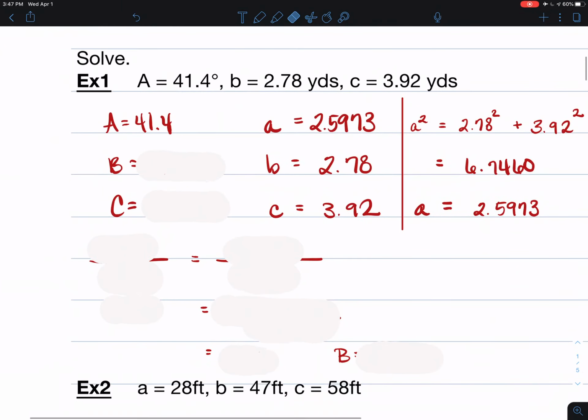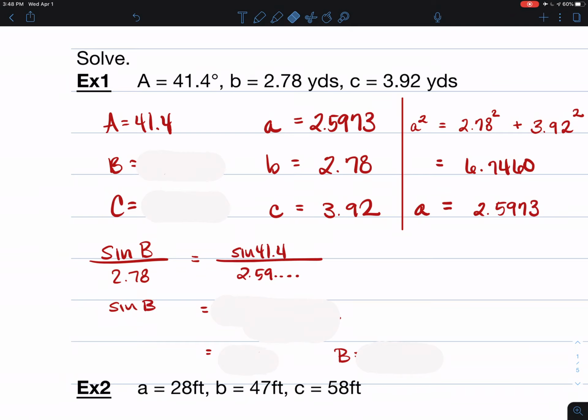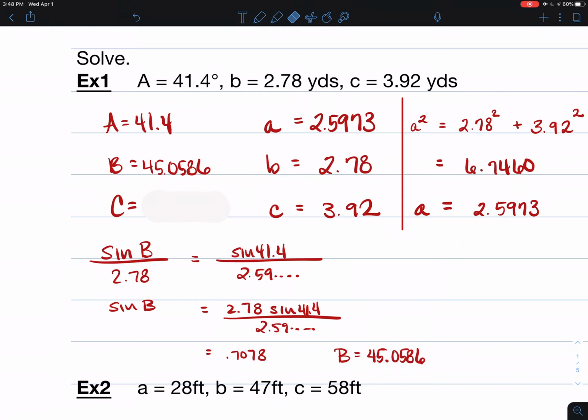So we'll come down here to the work, and there is my B fraction. There's my A fraction. Notice that I put the unknown on top, which is why the angles are on top. Multiply on both sides by 2.78. Plug that into your calculator. You're going to get an ugly decimal. And then do the inverse sine to be able to get your angle B.